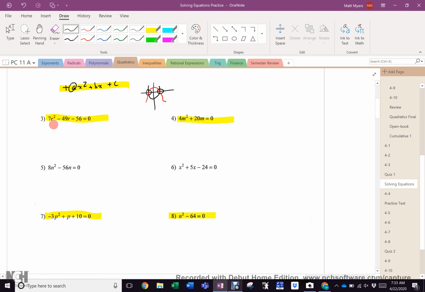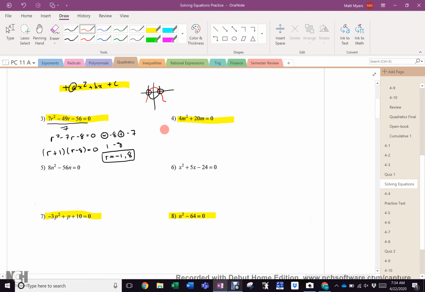That doesn't apply here. So we divide by 7 because everything divides by 7. R squared minus 7r minus 8 equals 0. That factors easily because I need to multiply to negative 8 and add to negative 7. So it's 1 and negative 8. So it's r plus 1, r minus 8 equals 0, which means r equals negative 1 and positive 8. Come over here.